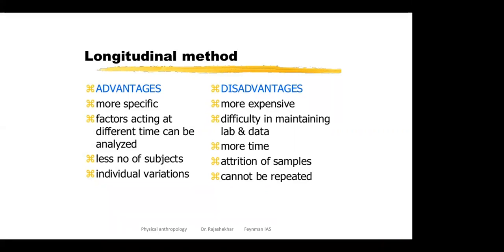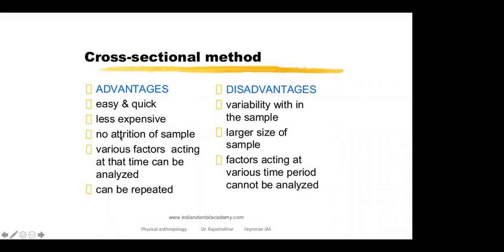Next, what about the cross-sectional study? In a way, I already compared it with the longitudinal study and explained it to you. If not, look at these key points. The cross-sectional study compared to the longitudinal study is easy and quick. It is a one-time experiment. You have to collect many samples, but it is a one-time experiment. So it is an easy and quick method. Expense-wise, it is also comparatively cheaper than the longitudinal method. It is more economic.